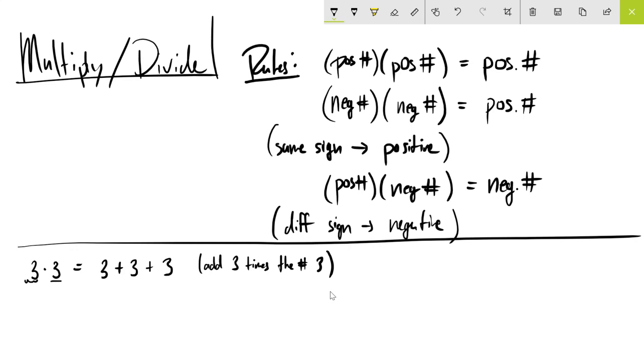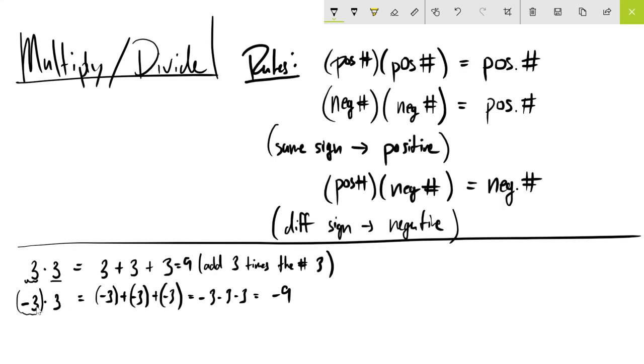Now, what happens if you throw in a negative number? If you had like negative 3 times 3, then what that's telling you to do is, okay, you're still going to do something 3 times in a row, but what number are you going to add? You're going to add the negative number, right, 3 times in a row. Okay, well, what happens when you add a bunch of negative numbers, though? We just talked about that, right? This is ultimately going to come out negative.